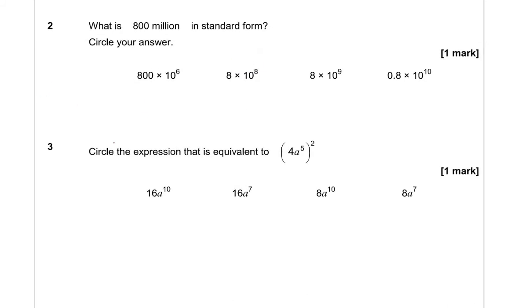Okay, what is 800 million in standard form? Well, 800 million is 8 followed by 8 zeros. So remember, the power of 10 tells us how many zeros. So this is 8 times 10 to the power of 8.